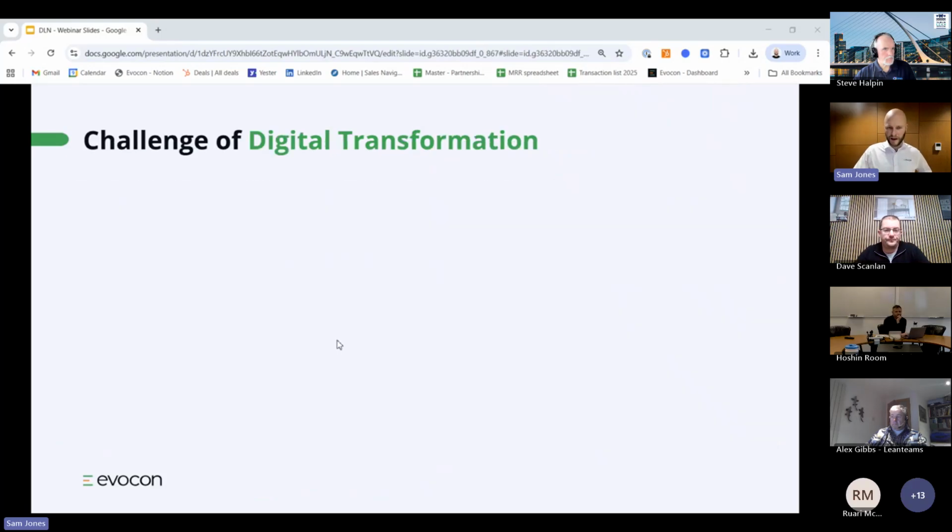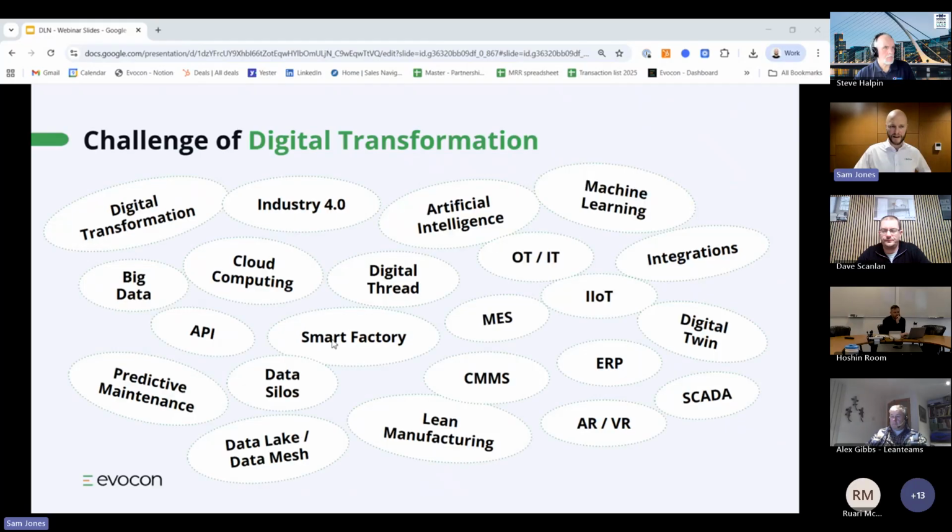So here, I just wanted to highlight a little bit about all the buzzwords that we hear from this sector. So if you look at the screen here, some of these will probably be familiar to you: Industry 4.0, AI, machine learning, OT, IT, digital threads.